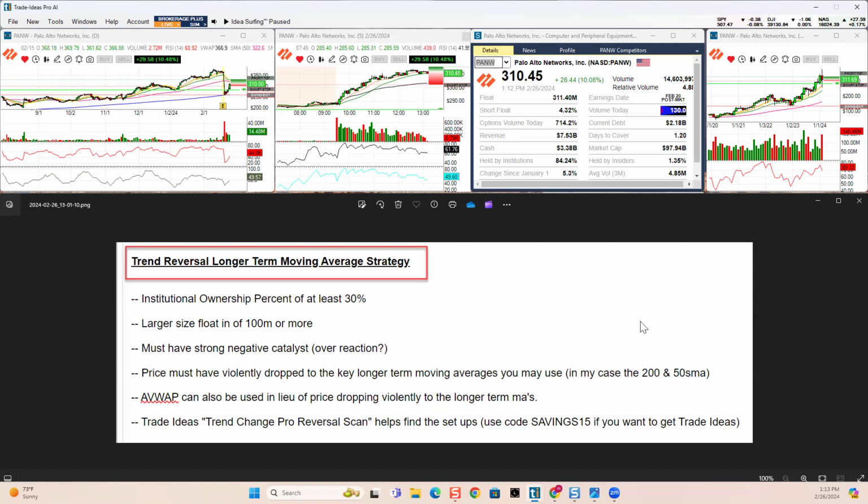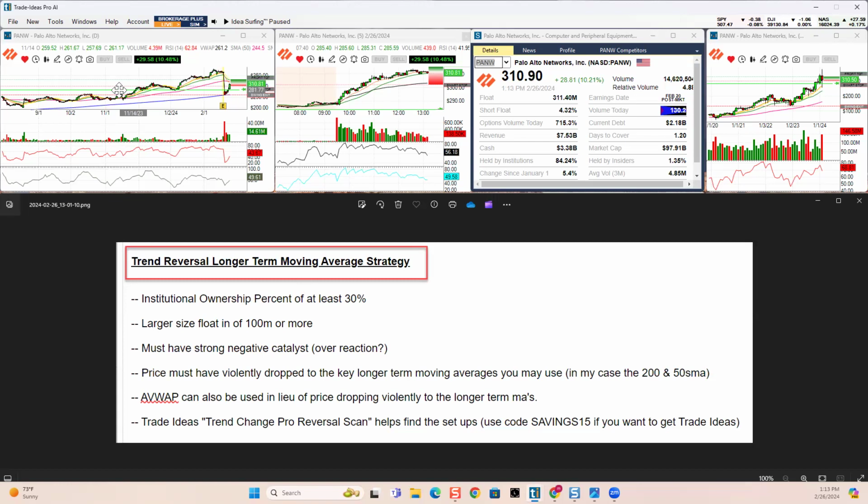What you're looking for is a longer term area of support. So that's the concept, a longer term area of support where price dropped to, not price broke down under, but dropped to, like you've seen on this chart. Okay, so that's what we're looking for.